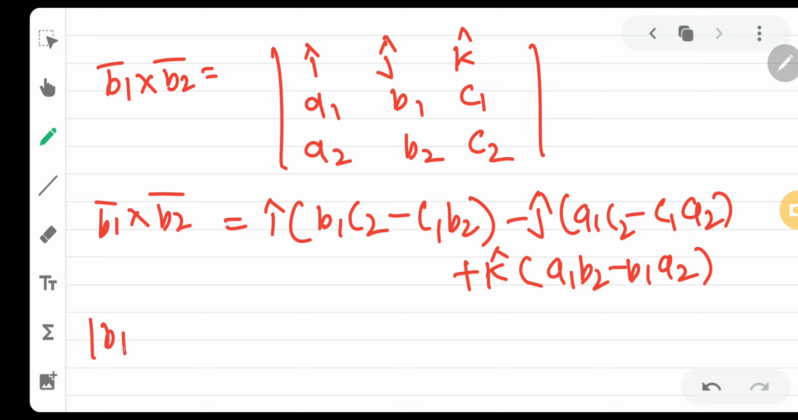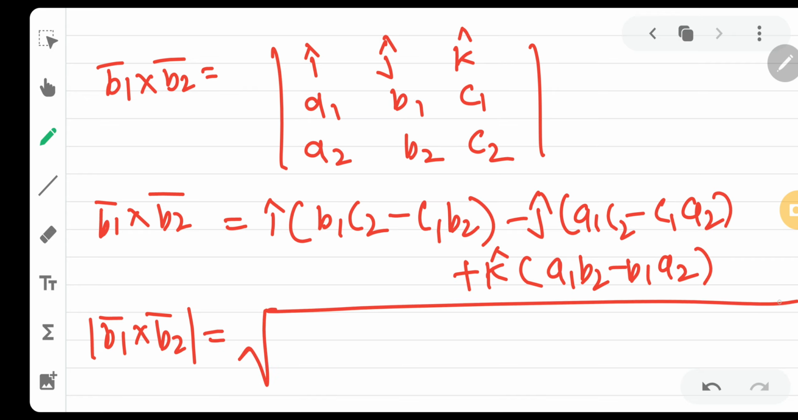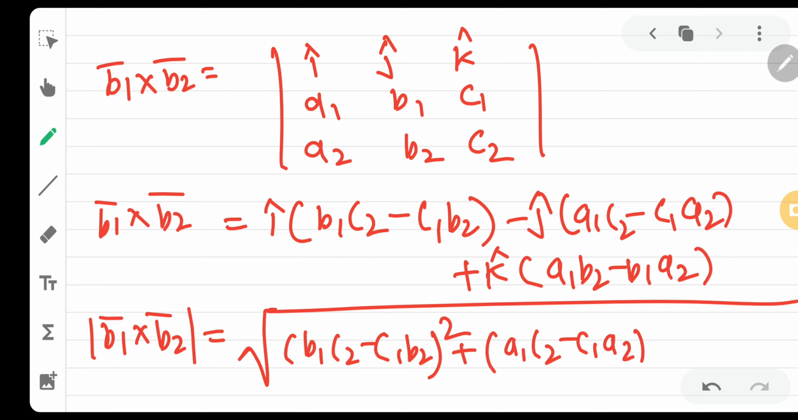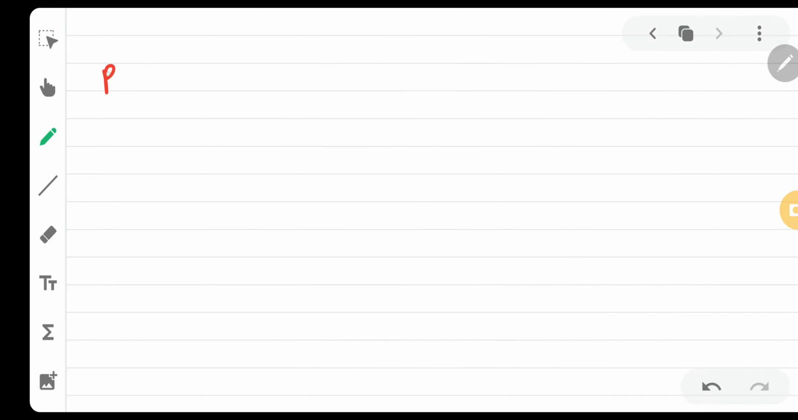But if you need the b1 bar cross b2 bar magnitude, it will be under root the square of the coefficients, which is (b1 c2 minus c1 b2) the whole square. This minus won't matter as we are taking the square. So it will be (a1 c2 minus c1 a2) the whole square plus (a1 b2 minus b1 a2) the whole square, right? And then you write down the formula for PQ, which is very simple.